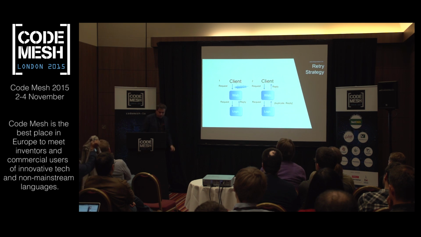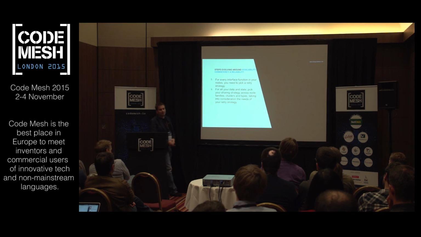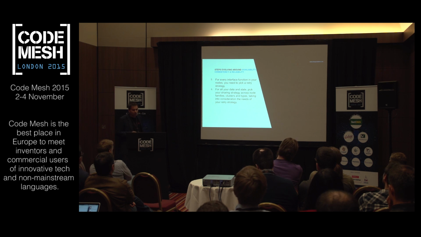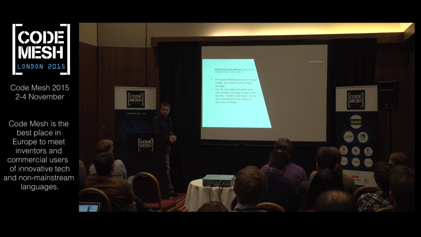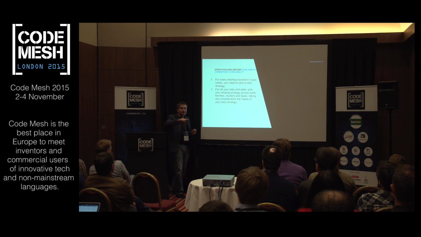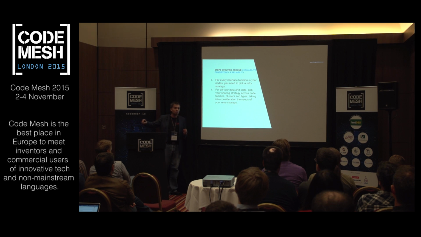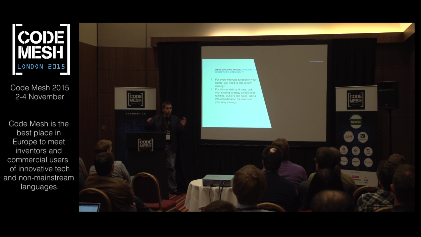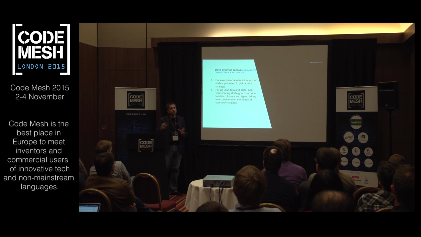So, writing away, I basically ticked off 5 and 6, where for every interface function in your nodes, you need to pick a retry strategy. So, exactly once, at most once, and at least once. And that's for every function. You need to actually go in and trace everything which can go wrong en route, from node to node and from process to process. It's tedious, it takes time, but it has to be done.